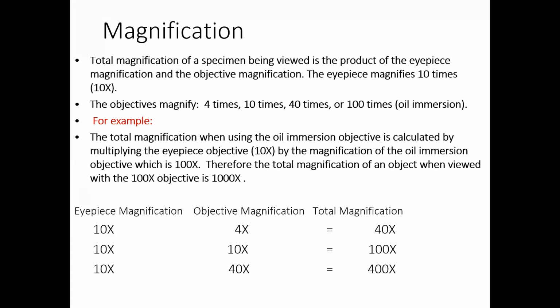Now, this is a good little chart to remember about magnifying power of the ocular. The ocular, the eyepiece, always has 10x magnification. The objective lenses are either going to be 4, 10, or 40, with a total magnification of 40, 100, or 400.